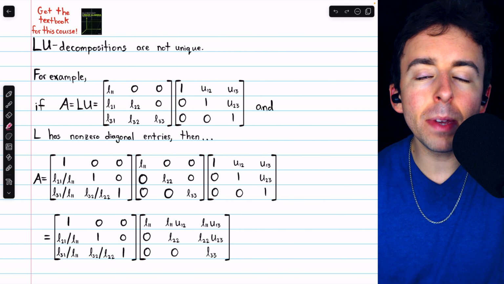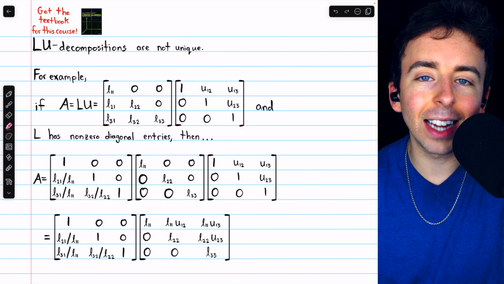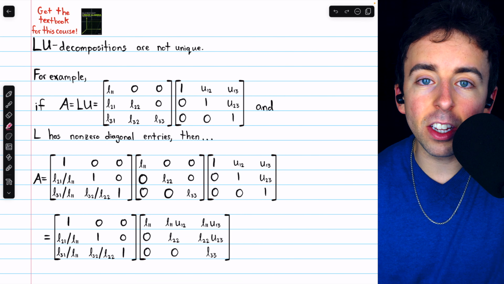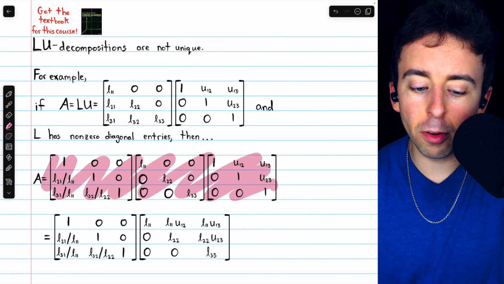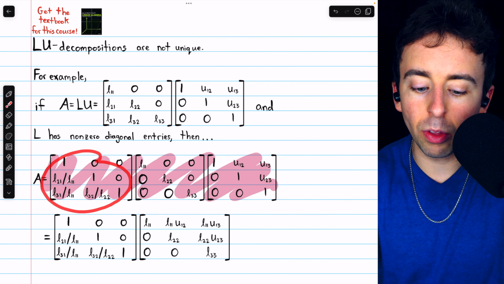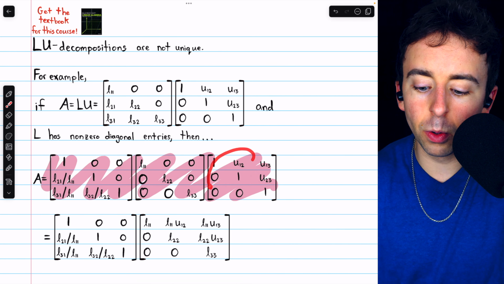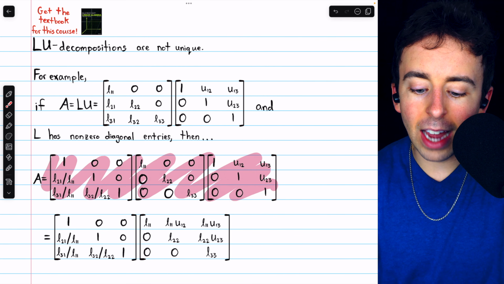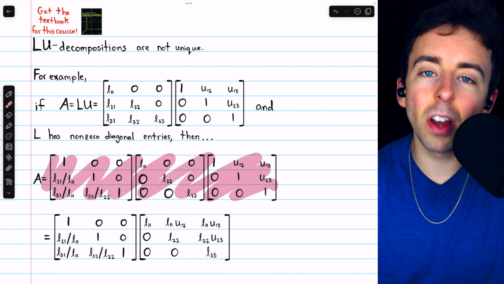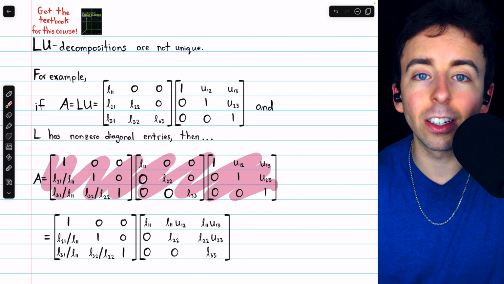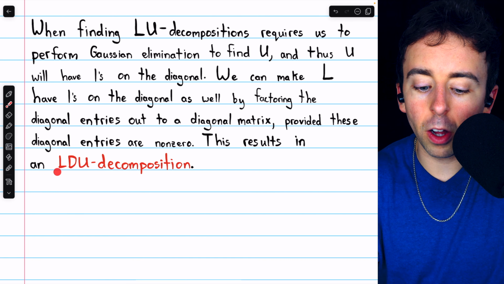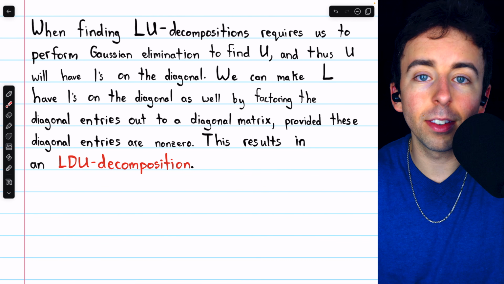At times, it may be desirable to have 1s in the diagonal entries of both L and U. And so, in fact, this factorization may be desirable, where we have L with 1s in the diagonals, U with 1s in the diagonals, and in the middle, we basically have those non-zero, non-1 diagonals factored out into their own diagonal matrix. And this is where what are called LDU decompositions come from.